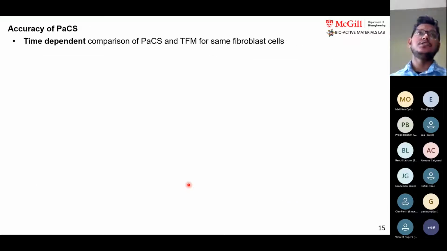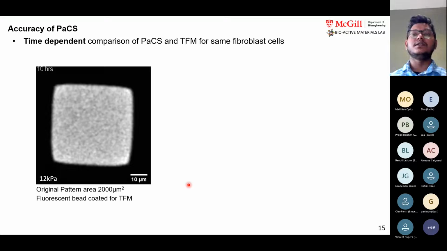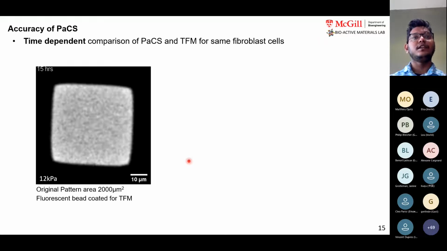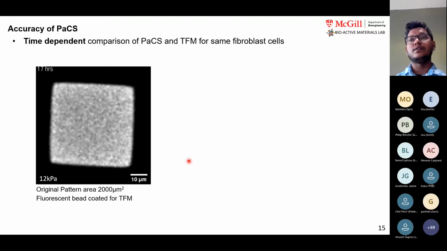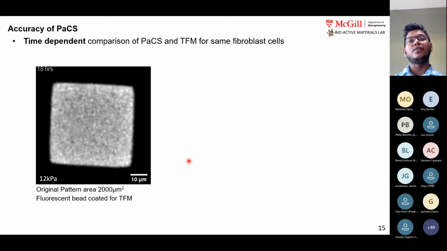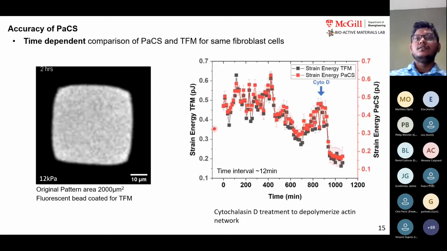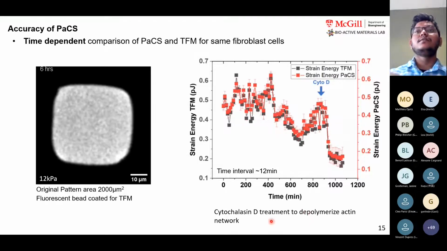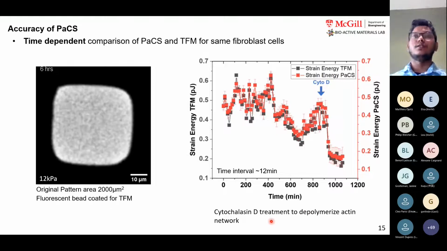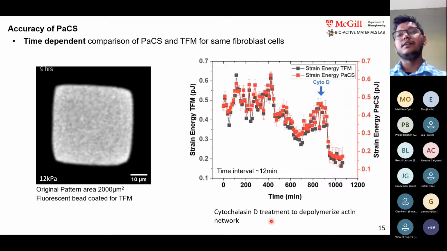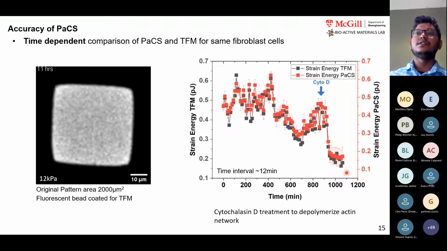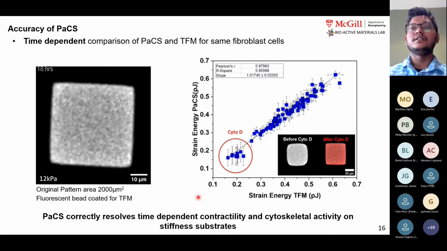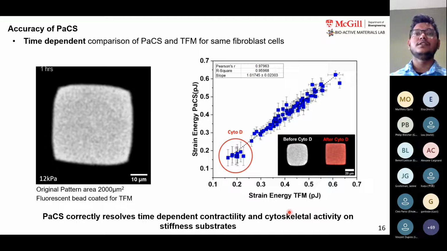Then we challenged PACS with some time-dependent experiments. This is a fibroblast cell on a square pattern of the same area, imaged for 18 hours. By the end of the experiment, we added cytochalasin D to depolymerize actin and remove contractility. And then we measured contractility, or the strain energy, with TFM and the PACS. We saw that both of these techniques correlated strongly for the time-dependent data. And as soon as we add cyto D, for both of these techniques the contractility decreases with time. When you plot this data together, we can see that the strain energy from PACS strongly correlates with the strain energy from TFM.